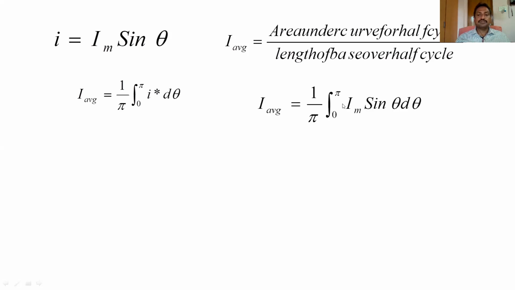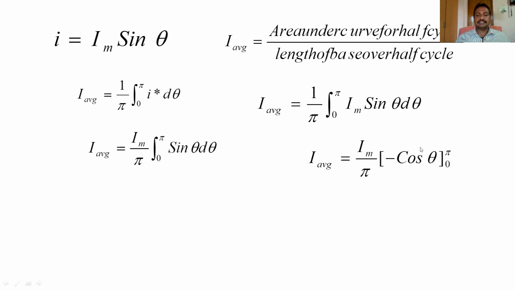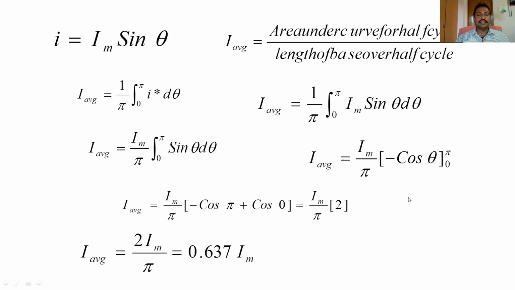We continue. I is equal to Im sine theta, we substitute that. Take Im outside. The integral of sine theta is minus cos theta, and we substitute the limits 0 to pi. Therefore, Im by pi times minus cos pi plus cos 0. Here cos pi is minus 1, so minus of minus 1 is plus 1. Cos 0 is 1. So 1 plus 1 is 2. Therefore, 2 Im by pi.